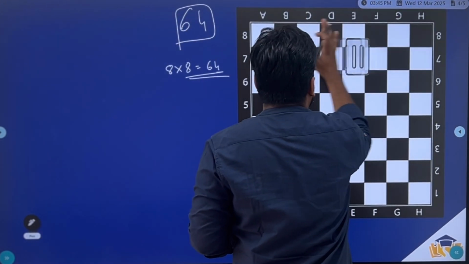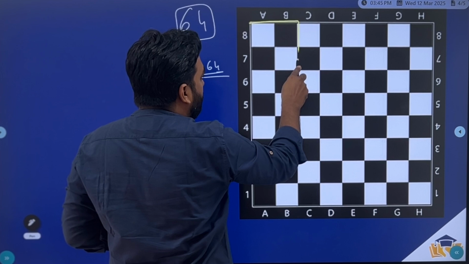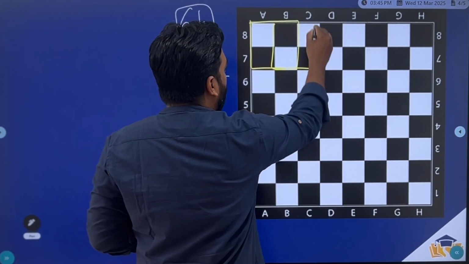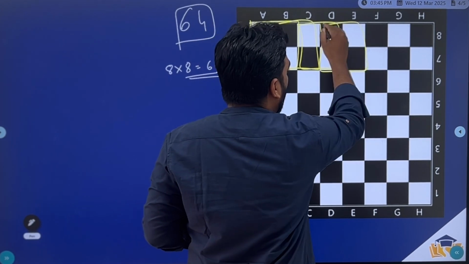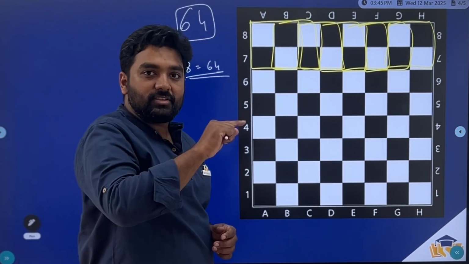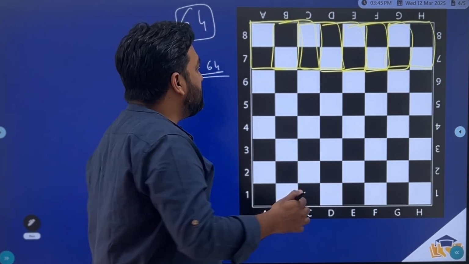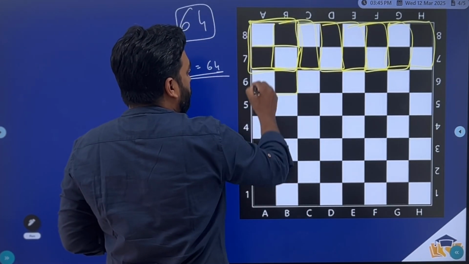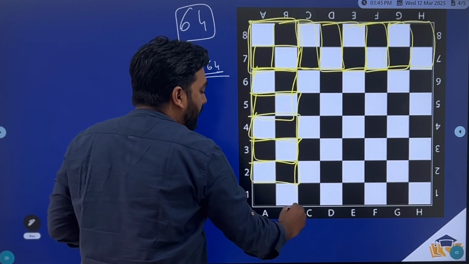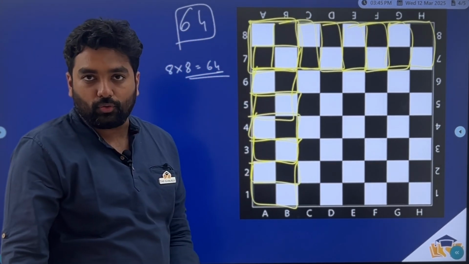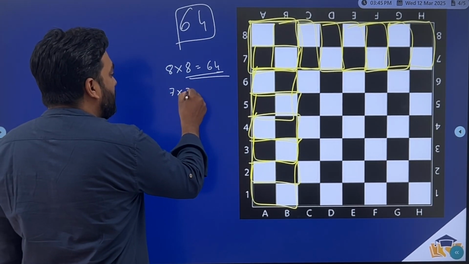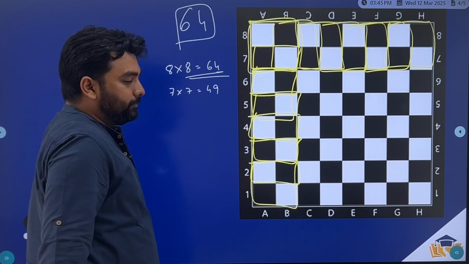Now what is that extra part? We can talk about this as one square, 1, and I can have 2, I can have 3, I can have 4, I can have 5, 6, and 7. 7 squares in one row, and how many such rows are there? 1, 2, 3, 4, 5, 6, and 7. Perfect. 7 such rows. And every row is having 7 squares. So this will be 7 into 7, that is 49.